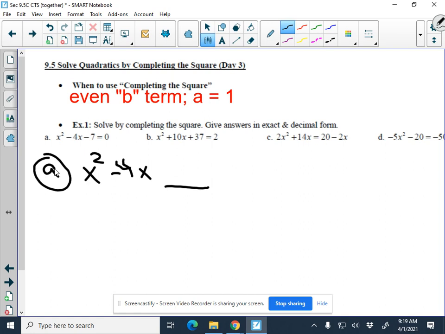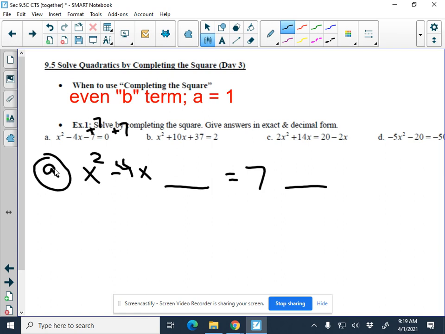Now the 7, we could leave the 7 here. I'm actually going to move the 7, so I'm going to add 7 to both sides. So on this side, I now have a positive 7. If I move that negative 7 over to the other side, I have that. And then I'm going to put a blank behind that. We're going to fill in both those blanks. Let's remember rules of equations. You have to do the same thing to both sides.